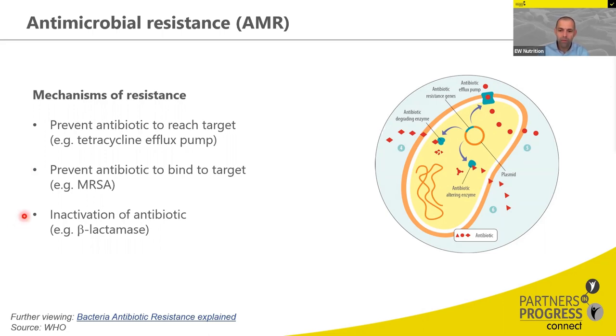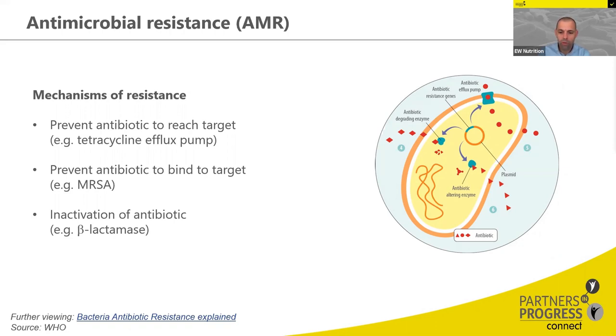Thirdly, the bacteria can attack the antibiotic directly. There are enzymes called beta-lactamases produced by bacteria that can inactivate penicillins, rendering them ineffective. So resistant bacteria contain DNA that codes for the resistance mechanisms. These are the antimicrobial resistance genes, or ARGs.